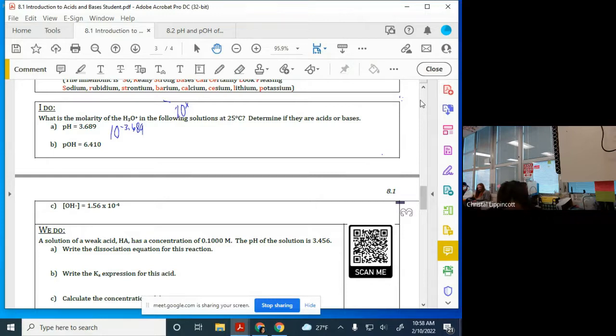All right, so second log negative 3.689. 0.89. Okay, so your hydronium concentration is going to be 2.04 times 10, or actually a 5. We round. 2.05 times 10 to the negative 4, and that's going to be molar H plus.